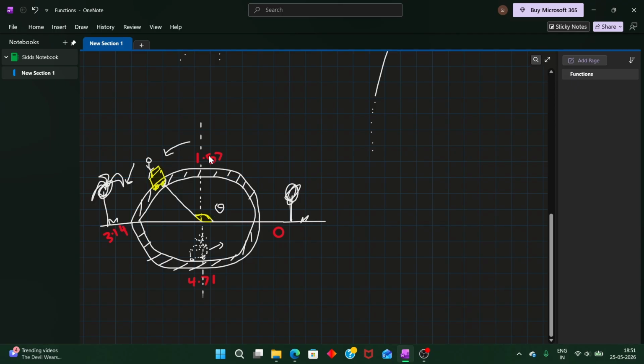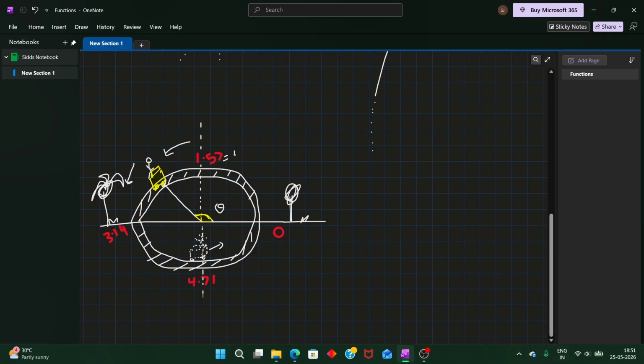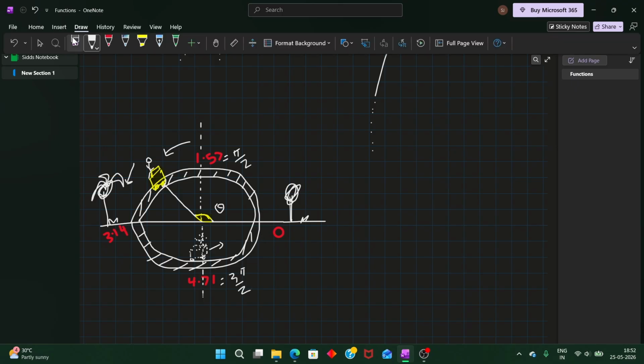So in about 1.5 seconds, it reaches the topmost part, and in about 3.1 seconds, it goes back to zero height, and at 4.7 seconds, it reaches the bottommost part, and at around 6.2 seconds, it goes back to the original point. Well, these are not random numbers. 1.57 is approximately pi by 2, and this is approximately pi, and this is approximately 3 pi by 2, and this is 2 pi, but I've not written it over here. You can just imagine it yourself.